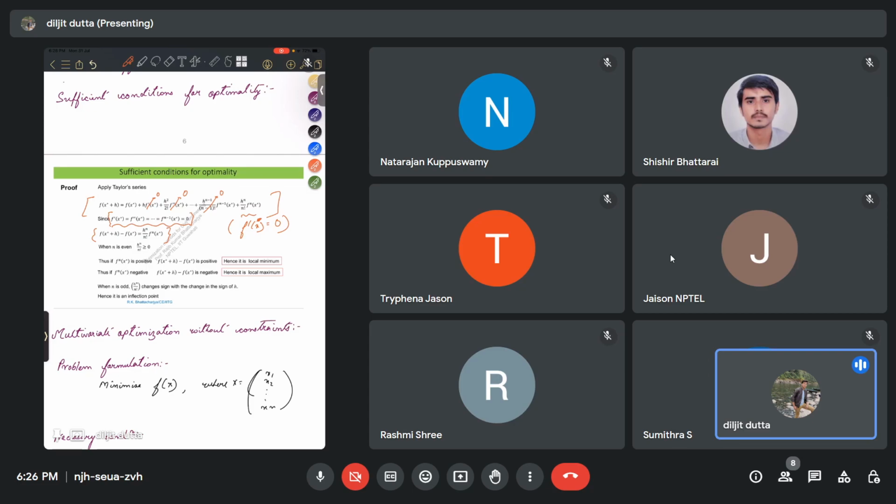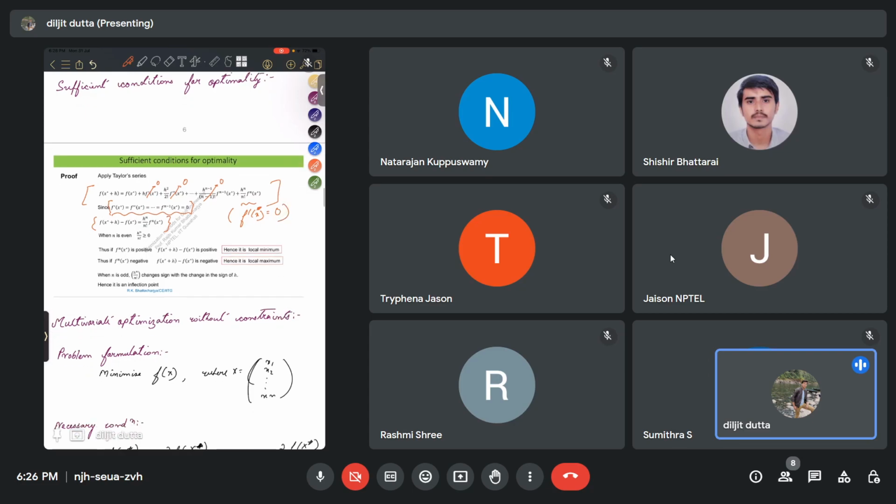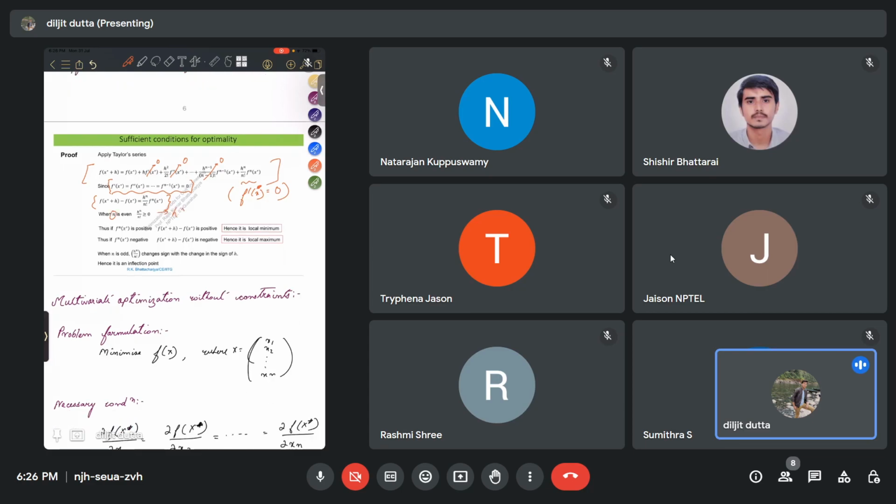Now, when n is even, h to the power n doesn't depend on the sign of h, whether h is greater than 0 or less than 0. If n is even, then h to the power n will be greater than or equal to 0.